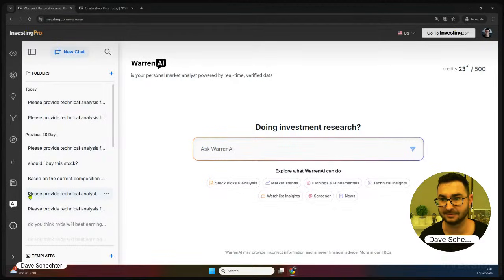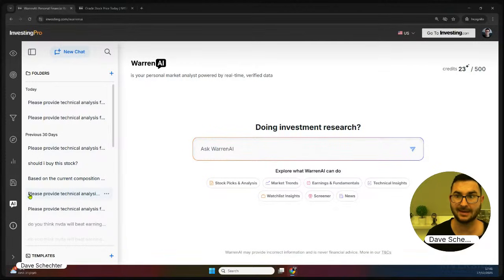And therefore, they might not necessarily be formatted to answering financial related questions in the best way possible. Now, the other component to this is the data that your large language model is connected to. So Warren AI is connected to real-time data that millions of Investing.com members rely on every single day for their trading, whereas other models might be connected to Reddit or Wikipedia or to the entirety of the internet, and the results that they're surfacing might be outdated or in some cases just flat out wrong.